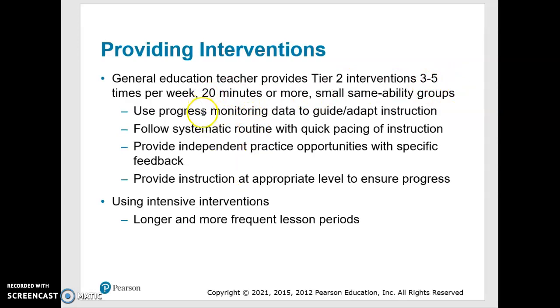And you're going to progress monitor, systematic routine, quick pacing, independent practice, all of these things that we'll talk more about as the semester goes on. Provide instruction at appropriate levels. So if they're struggling, if they're in second grade and they're struggling with sight words, you're not going to provide them instruction on the fourth grade level, right? And assume they're going to make progress, because that would just be silly. And you're going to use intensive interventions.